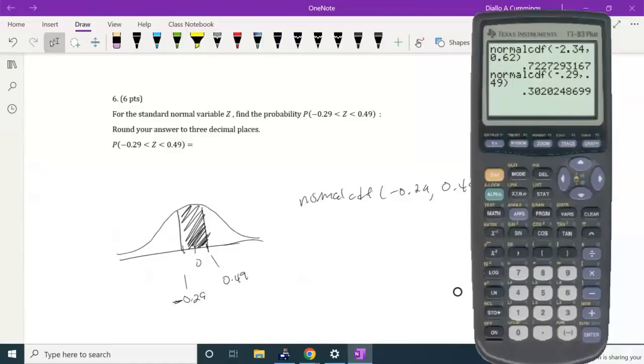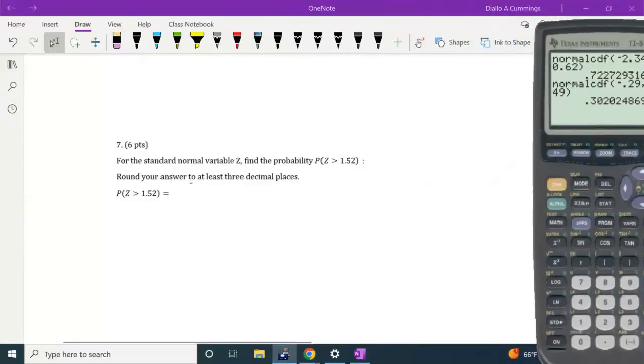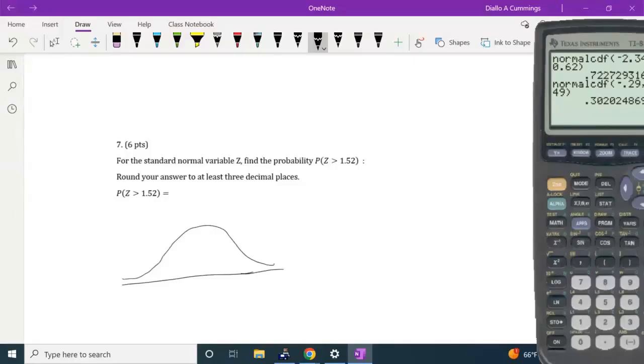All right, any questions about number 6? All right, number 7 is basically the same thing. It says find the standard normal variable Z. For standard normal ones, you don't have to put the comma 0, comma 1. But if it's something other than that, you've got to put it in. Like if the mean is something other than 0, you have to put it in. So I just kind of sketched out a normal curve, and it says a standard normal Z variable.